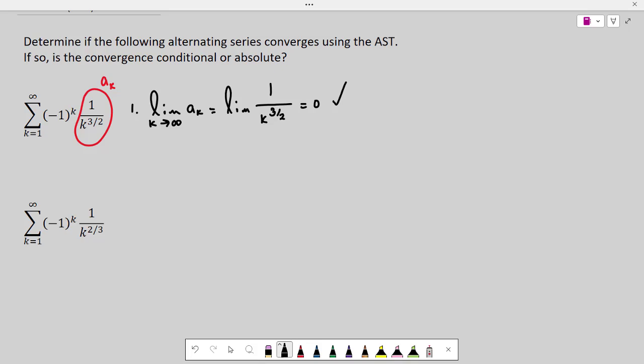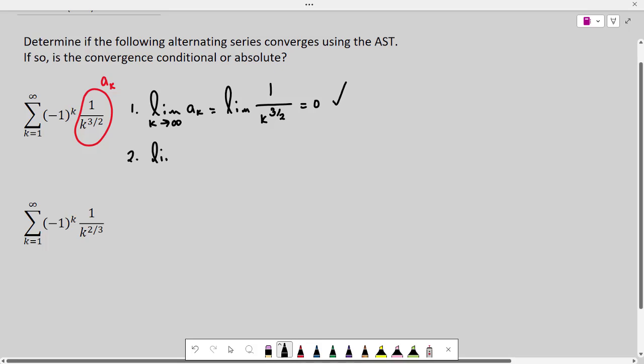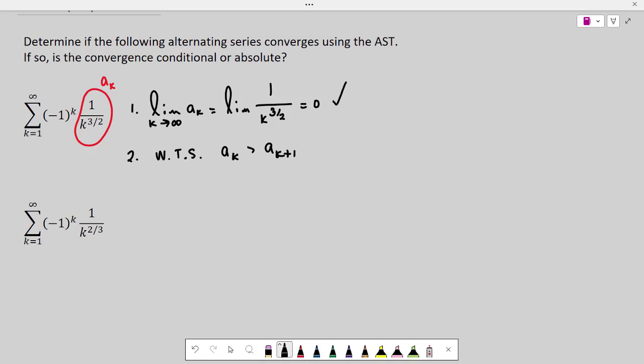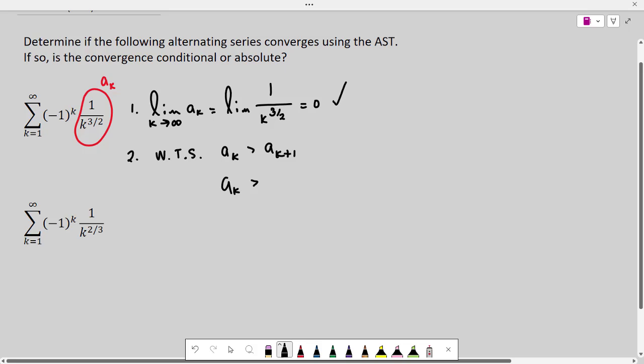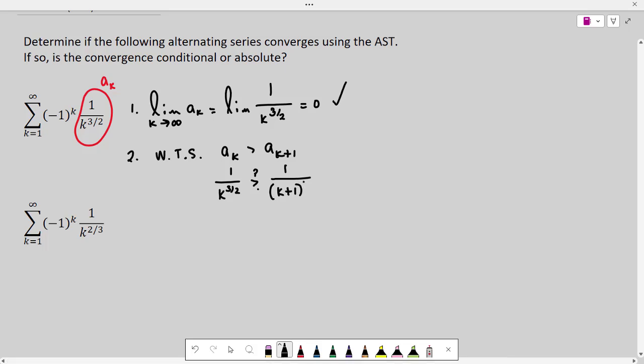And then step two is to show that the sequence of terms is decreasing. So we want to show that as we go further out, the terms are getting smaller. So we want to show that a sub k plus 1 is smaller than a sub k. So as we go further out in the series, we're getting smaller terms. So a sub k is 1 over k to the 3/2. Don't know, is it true or not? This is going to be 1 over k plus 1 to the 3/2.